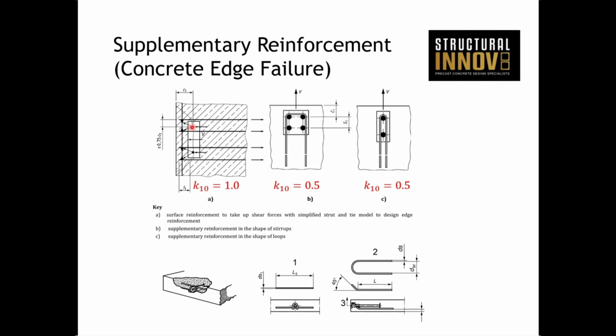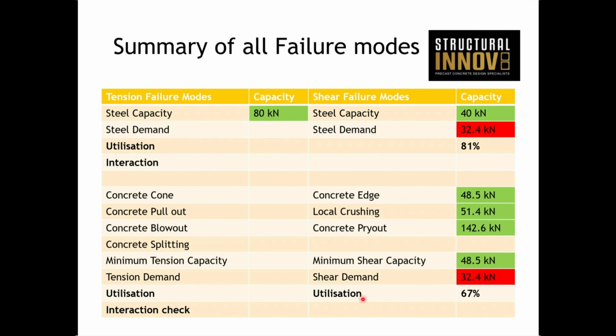So if you're using the strut and tie approach, you can use K10 is equal to 1. If not, 0.5. So start with 0.5 and then you can refine afterwards. And this item here is your typical cranked rebar solution for a single case. So you just mirror that to account for both sides. When you do that, you revise your summary table.